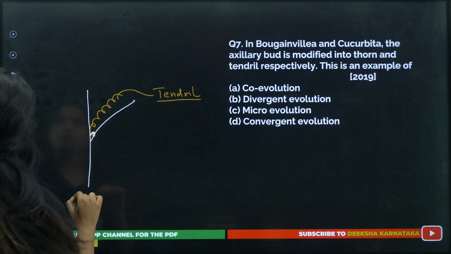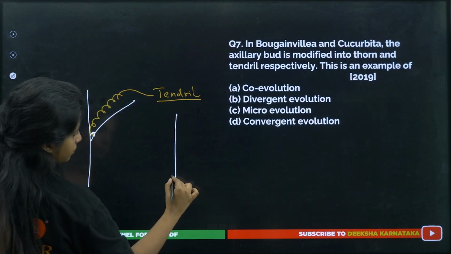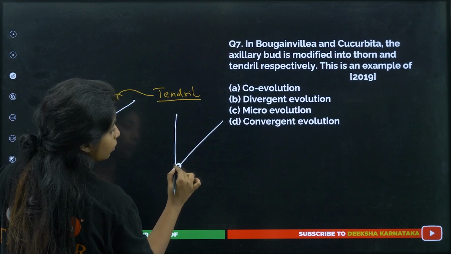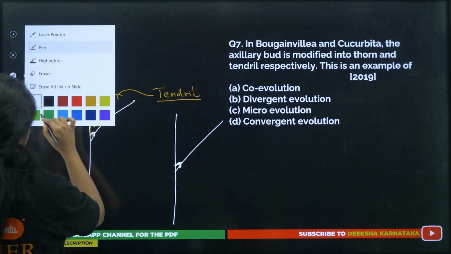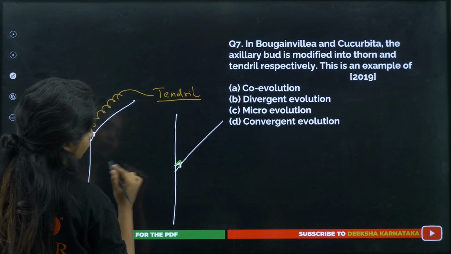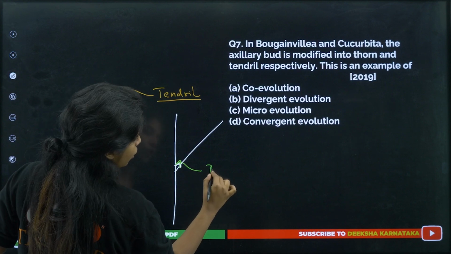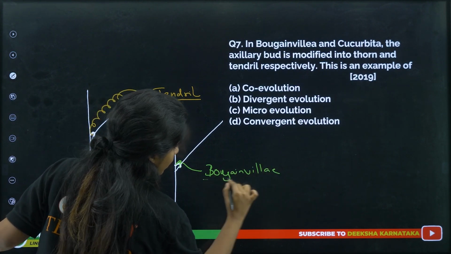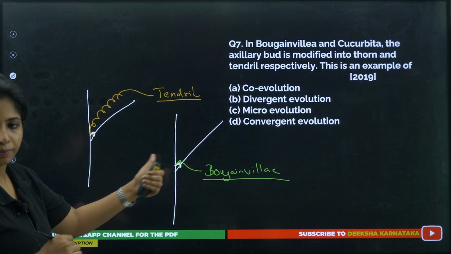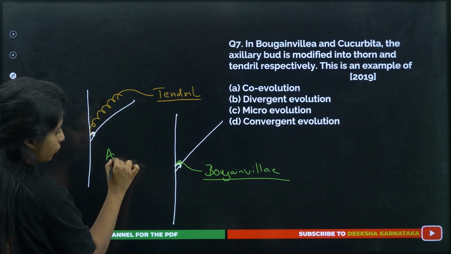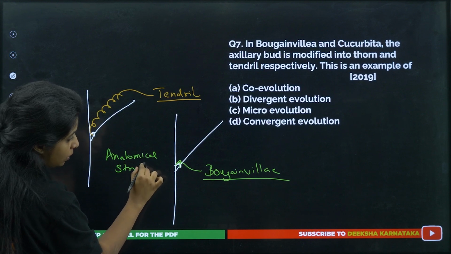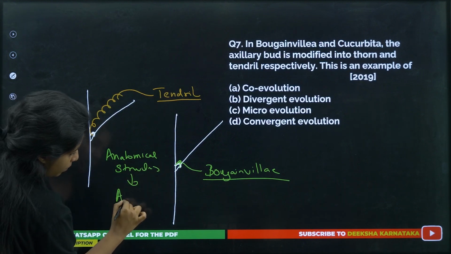Okay. Now on the other hand, this was an axillary bud, but it is now forming a thorn over here. This is in the case of bougainvillea. Now the thing is, children, over here, the anatomical structure, if you see, it was initially what? Axillary bud only.